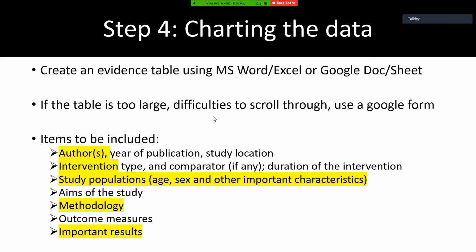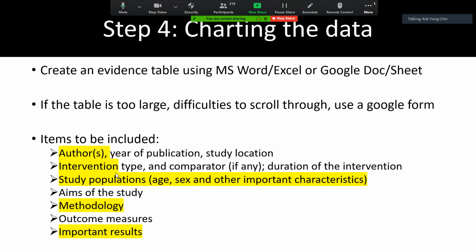But the problem is that sometimes if your evidence table is very big, it might be too hard to scroll through. So sometimes I chart the evidence using Google Form so that it can be exported into Google Sheets later. The items that need to be charted into the Google Doc or Sheet are the authors, years of publication, study location (maybe no need), interventions, comparators, duration. It depends on the study type.